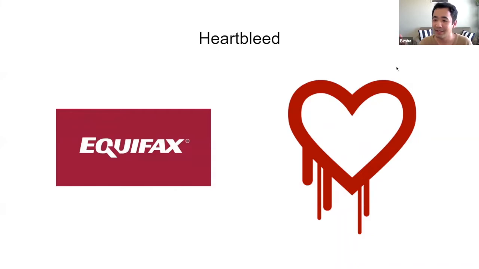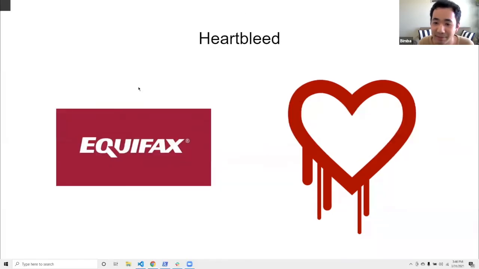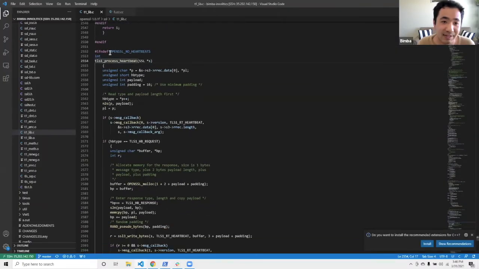It's a heartbeat. The problem, like Matt mentioned, is you can craft the heartbeat request in such a way that when you get back a response, you actually get more than just the payload that you sent, which is obviously really bad. So we'll actually go into the code and I can show you where this happens. Can everyone see my code? Yes. So I have a version of OpenSSL here which has the Heartbleed bug.